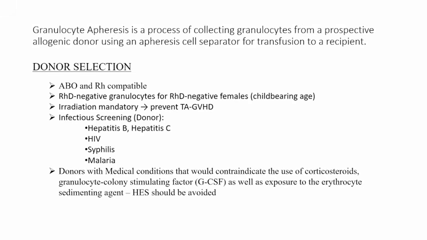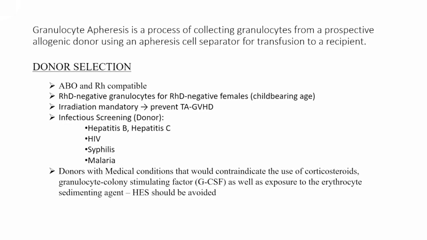Right. So, what are the donor selection criteria for collecting granulocytes by apheresis method? Granulocyte apheresis is a process of collecting granulocytes from a prospective allogenic donor using an apheresis cell separator for transfusion to a recipient. For donor selection, the donor must be ABO and RH compatible with that of the patient. RHD negative granulocyte should be preferred for an RHD negative female in their childbearing age.